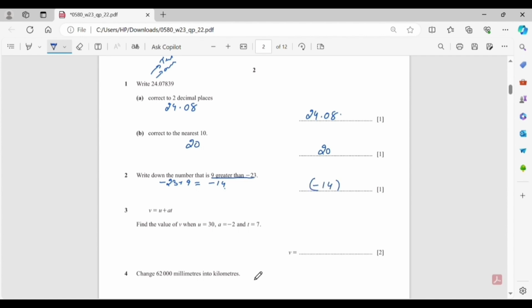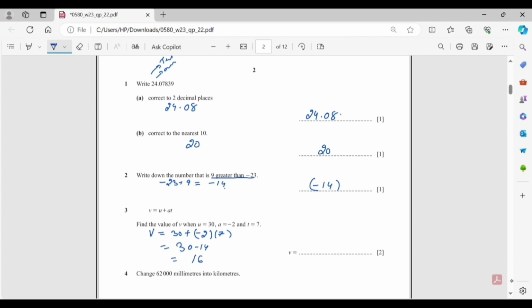Next, V is equal to this. Then find the value of V when these are given. So we need to substitute these values. So V will be equal to 30 plus minus 2 into 7, which will be equal to 30 minus 14, which is equal to 16. So V will be equal to 16.